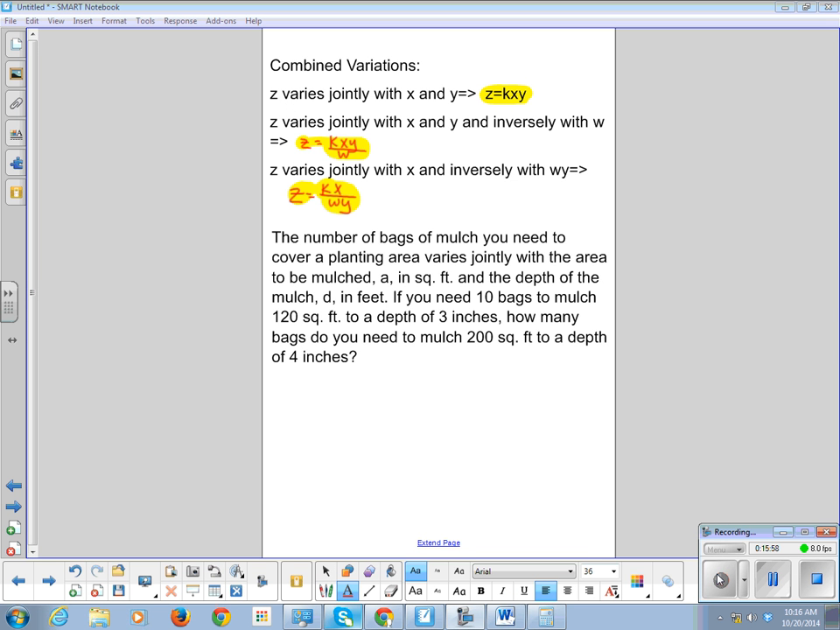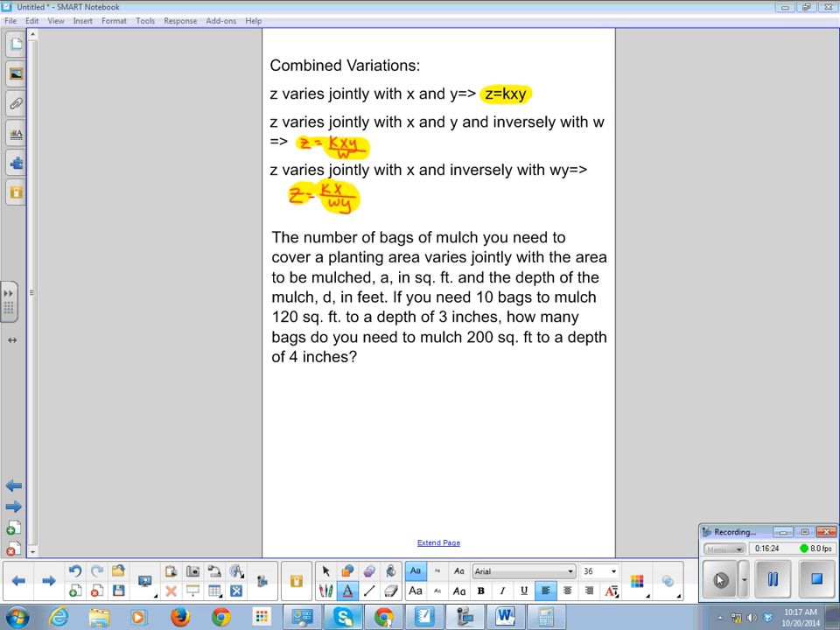All right, so our example problem that we're going to use for combined variations is: the number of bags of mulch you need to cover a planting area varies jointly with the area to be mulched, A, in square feet, and the depth of the mulch, D, in feet. If you need 10 bags to mulch 120 square feet to a depth of 3 inches, how many bags do you need to mulch 200 square feet to a depth of 4 inches?